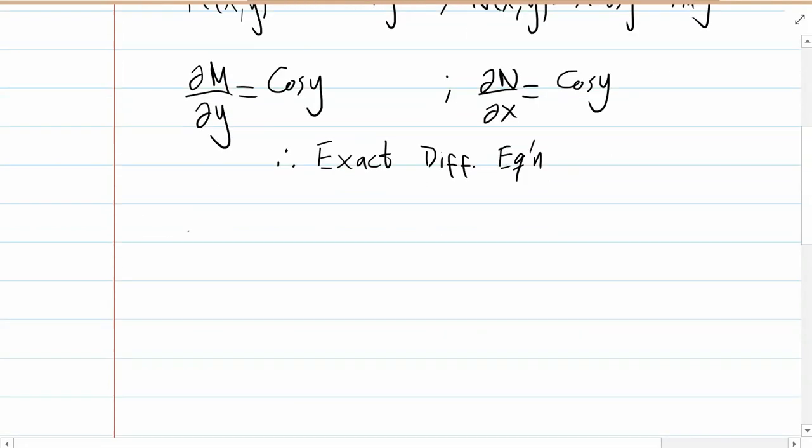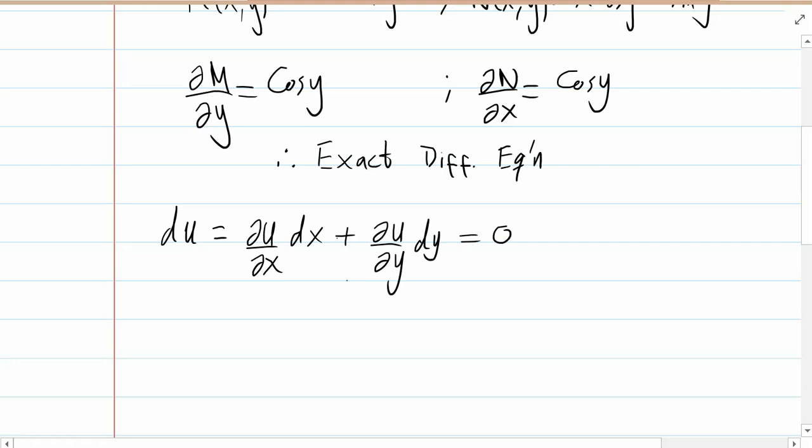Being an exact differential equation, we can propose that there exists a function u such that du is equal to 0. Now, if we compare this with the given equation, it should be obvious that the partial of u with respect to x is equal to M, and that the partial derivative of u with respect to y is equal to N.